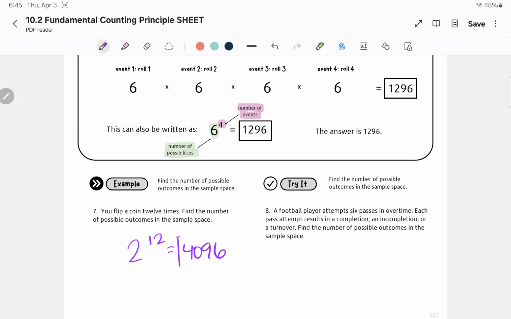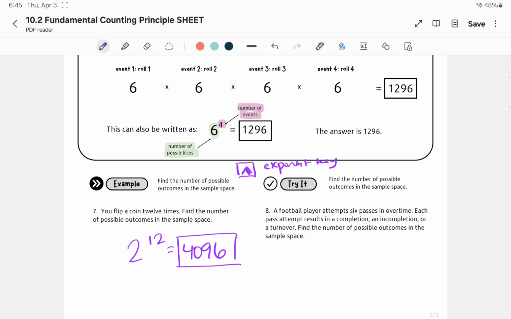If you're not sure what button I'm talking about, it looks like this. I'll draw it for you. This is the exponent key. It's like this, almost like a little arrow going up. All right, so go ahead and try number 8 by yourself.